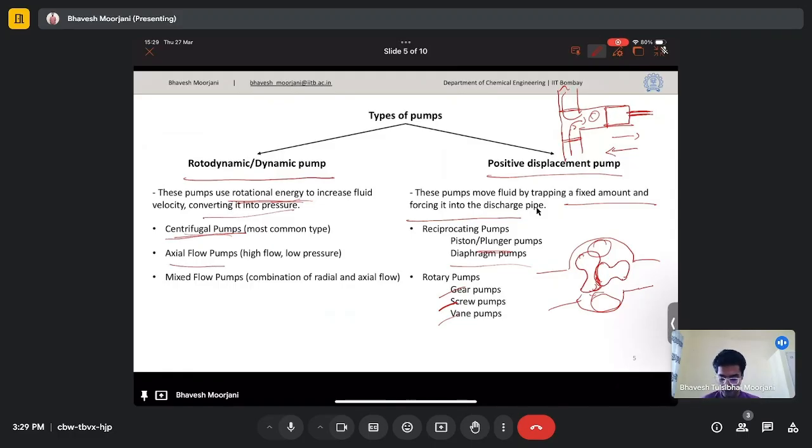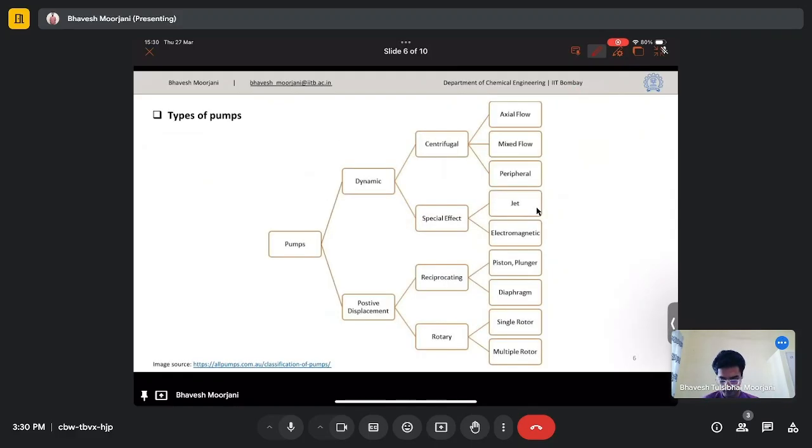Then we have the axial pump. The difference between the centrifugal pump and the axial pump is based on the direction of flow. In the centrifugal pump, fluid moves in the centrifugal direction and goes outside, while in the axial pump, as its name suggests, fluid moves parallel to the axis. Then we have a combination of both centrifugal and axial, referred to as a mixed flow pump. So this is another visual representation of pump classification.